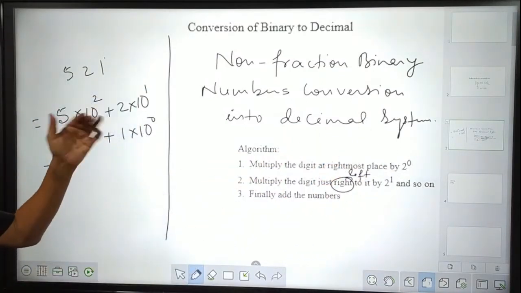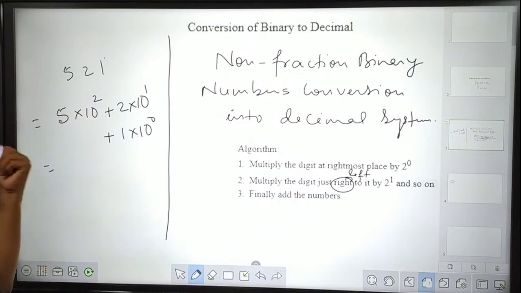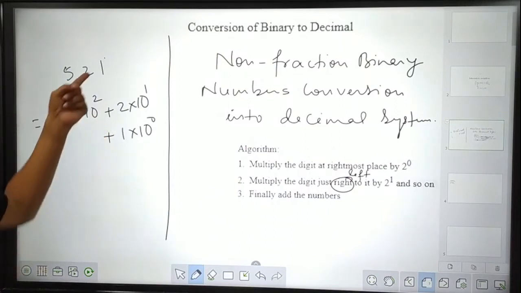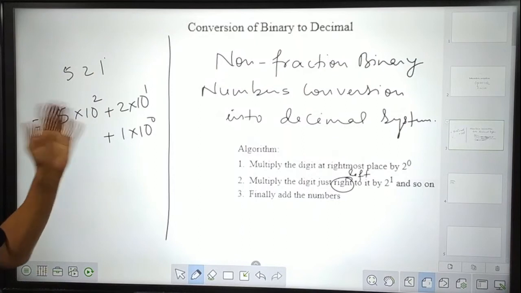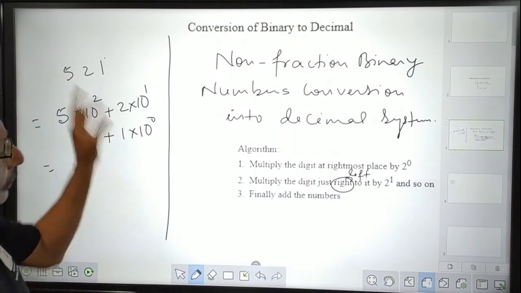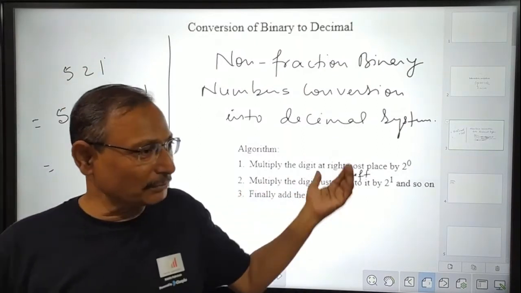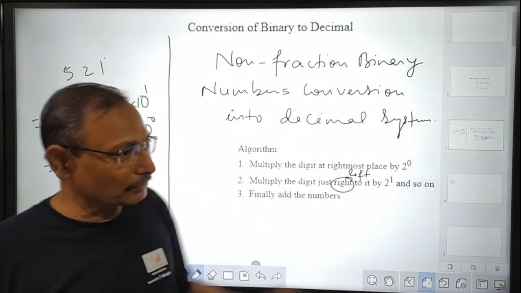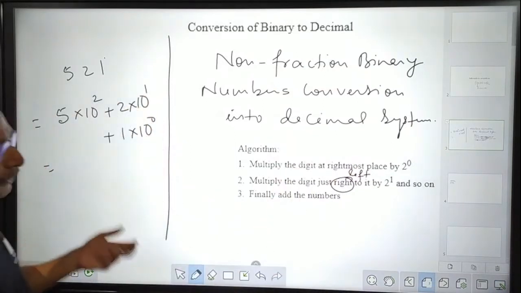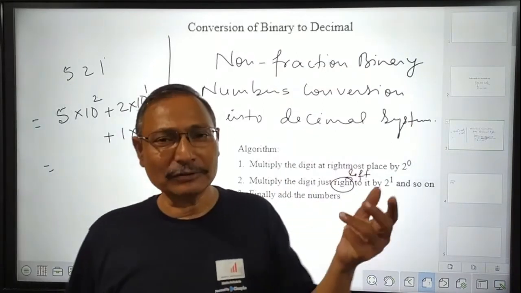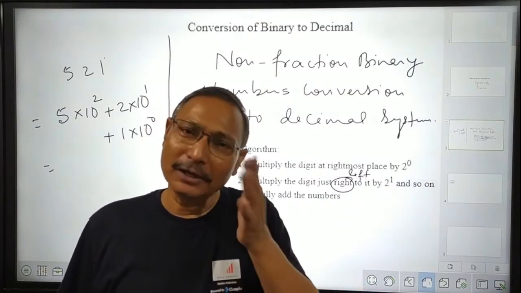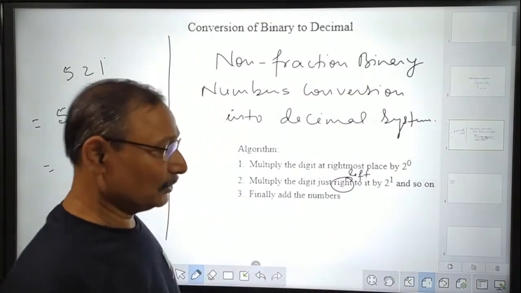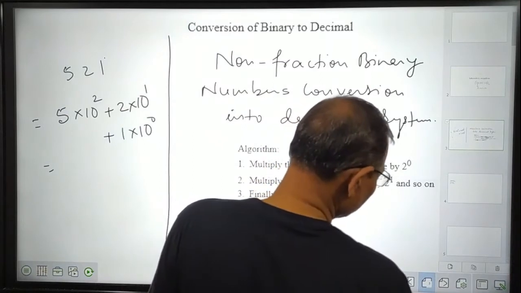Here, just left of that number 1, that 2 is to be multiplied by 10 to the power 1, and in the binary number we will multiply by 2 to the power 1. Similarly, 2 to the power 2, 2 to the power 3, and so on, we will multiply them and add them to get the value of the number in the decimal system.